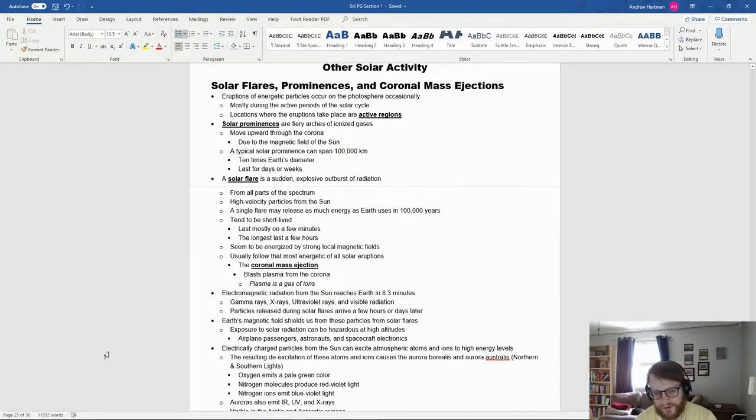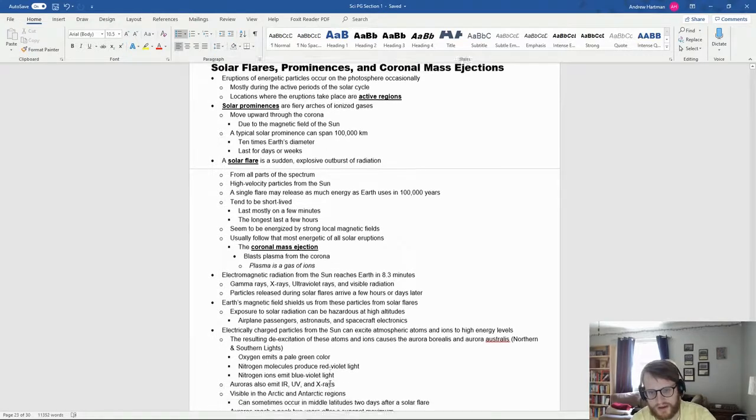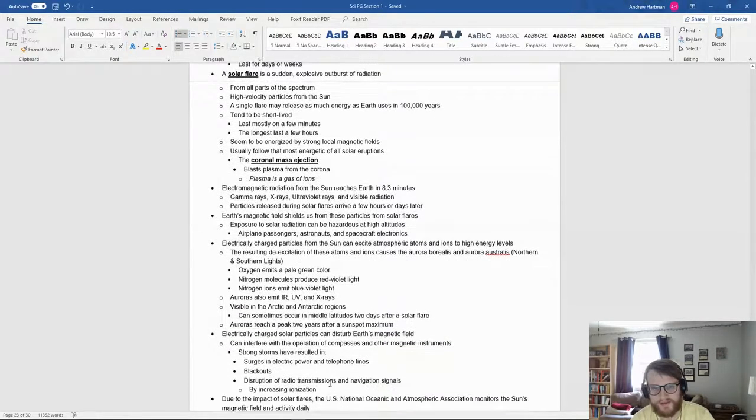But that's all they talk about with coronal mass ejection, so that's fun. So the radiation that the sun emits reaches Earth in 8.3 minutes. And the electromagnetic radiation the sun tends to emit is in the upper levels: the gamma rays, X-rays, UV rays, and then visible radiation. Particles released during solar flares will arrive a few hours or days after the solar flare. And so this sounds dangerous, but the magnetic fields of Earth shield us from the particles from solar flares.